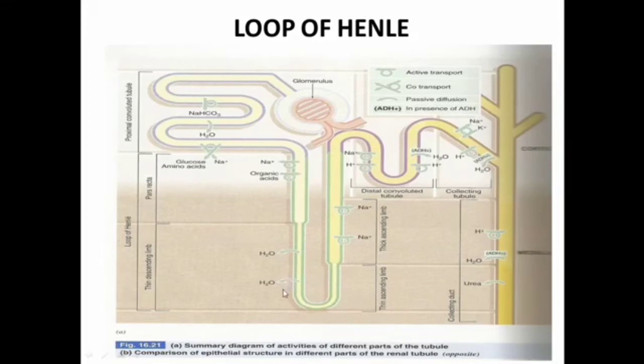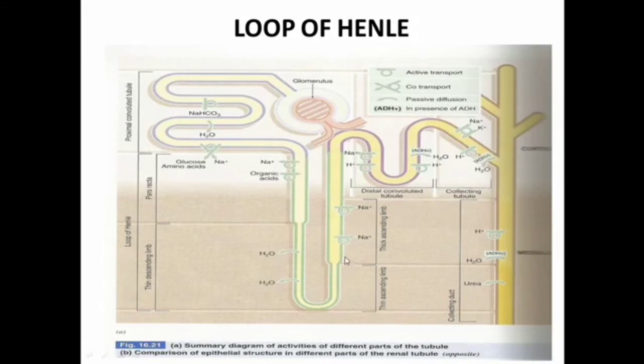Okay. Now, what is happening here? This descending portion is freely permeable to water. As you can see there, the water is just moving out. So 20% of the water present in the glomerular filtrate at this level passes out in this way. The descending limb is freely permeable, but the thin ascending limb and the thick ascending limb are virtually impermeable to water. So no water is reabsorbed from this side. Water is reabsorbed from the descending limb, but not from the thin ascending and thick ascending limb.